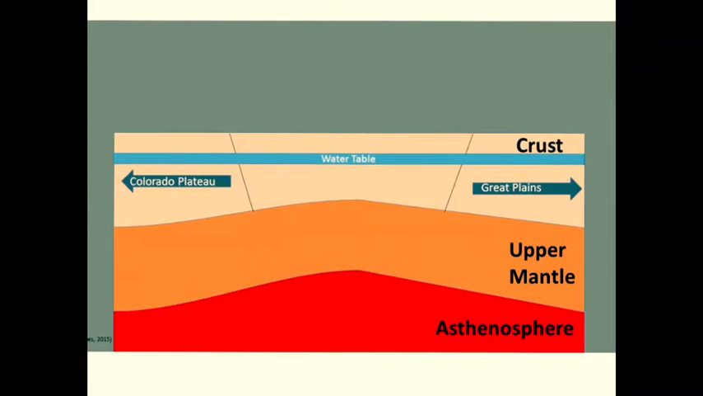This slide begins to show you the beginning of the rifting process. You have the Colorado Plateau pulling one way, the Great Plains Plate pulling another. You will start seeing the thinning of the crust and the rising of the mantle.